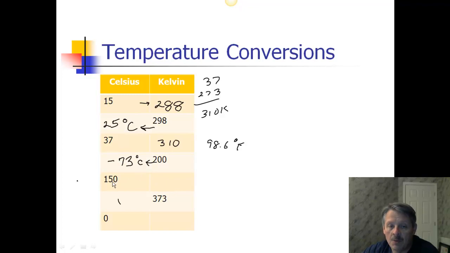If I go from 150 Celsius, that's very hot, and I'm adding 273 to come over here to Kelvin, I'm going to have 423 Kelvin. If I have 373 and I'm going to Celsius, that's 100 degrees Celsius because I'm subtracting 273. And to go from Celsius to Kelvin, I have to add 273, so 0 degrees Celsius is 273 Kelvin. All right, so that's it for temperature conversions. You should be able to do those.